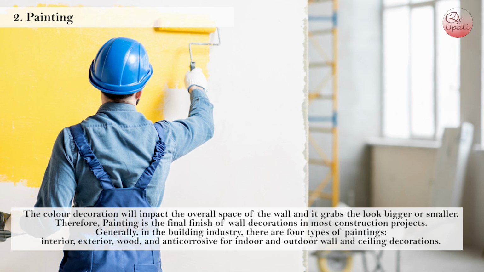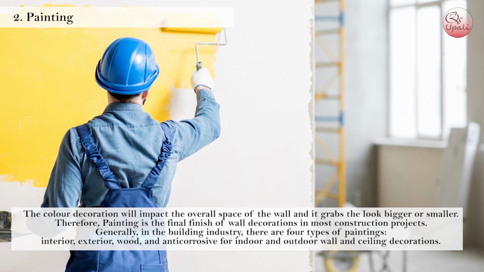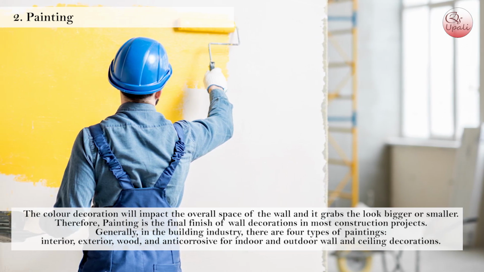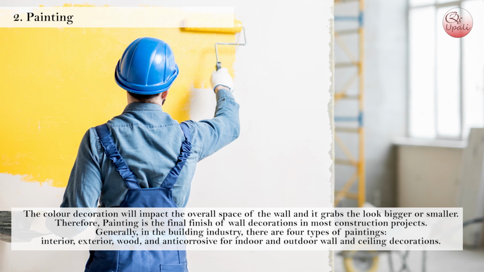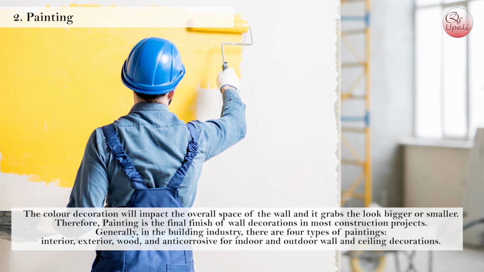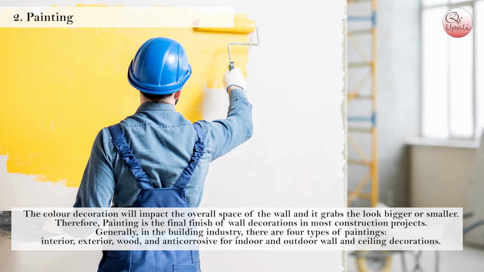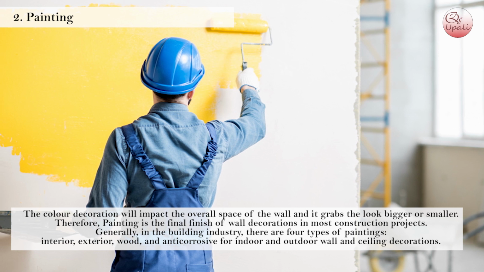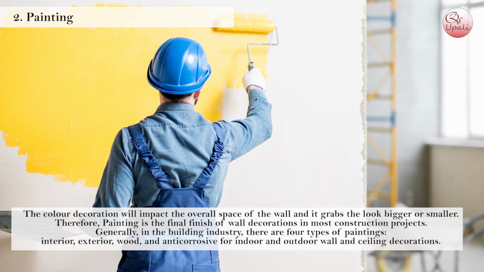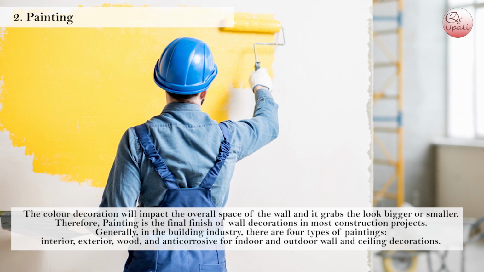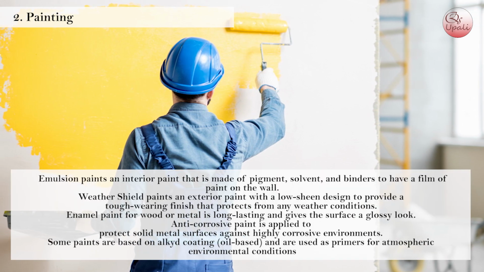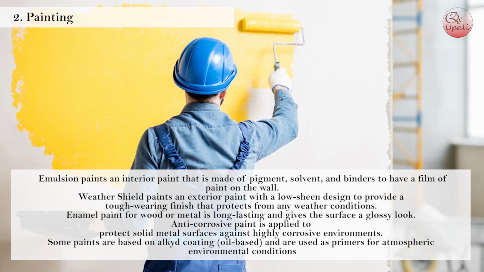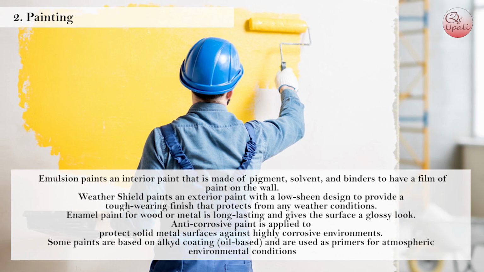2. Painting. The color decoration will impact the overall space of the wall and it makes the look bigger or smaller. Therefore, painting is the final finish of wall decorations in most construction projects. Generally, in the building industry, there are 4 types of paintings: interior, exterior, wood and anti-corrosive for indoor and outdoor wall and ceiling decorations. Emulsion paint, an exterior paint that is made of pigment, solvent and binders to have a film of paint on the wall.